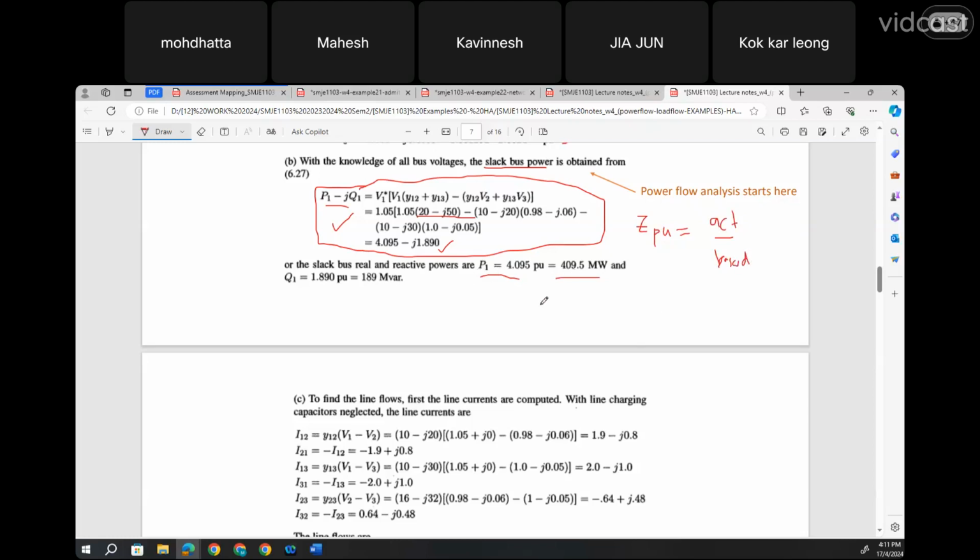Okay. Based on this information, you know the per unit value. You know the base value. The base value will be 100 MVA. And what you don't know is the actual value. So here, how do you get this 409.5? You multiply this with 100, because 100 MVA is our base complex power given in the question.